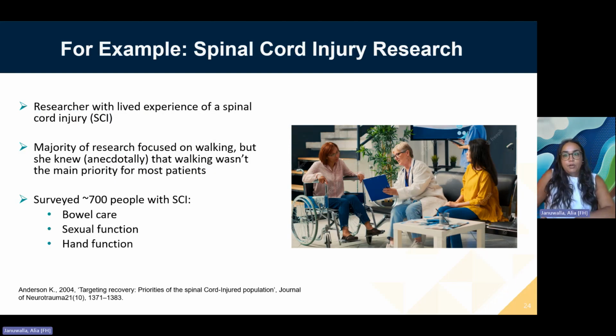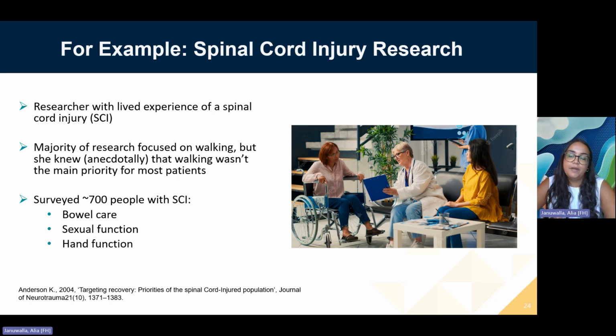This is a really great example in terms of the importance of engaging with patients with lived experience. And this example is around spinal cord injury research. So the majority of research prior to the early 2000s around spinal cord injury focused on getting people back to walking. It was millions of dollars going into spinal cord injury, and the majority of it was just focused on outcomes that a researcher who themselves had a spinal cord injury knew wasn't anecdotally the main priority.